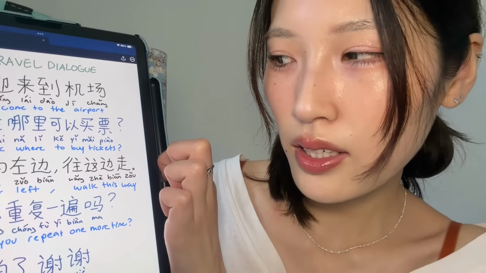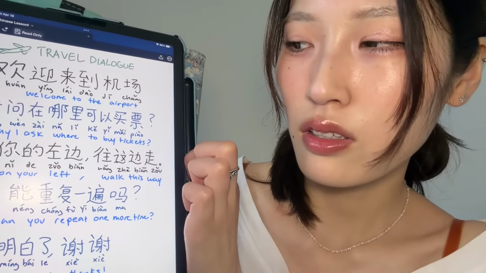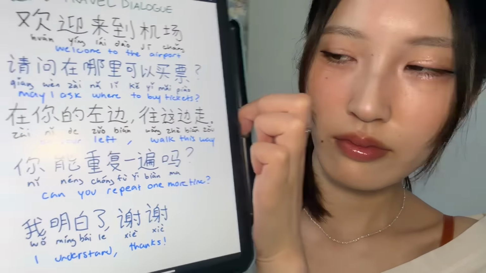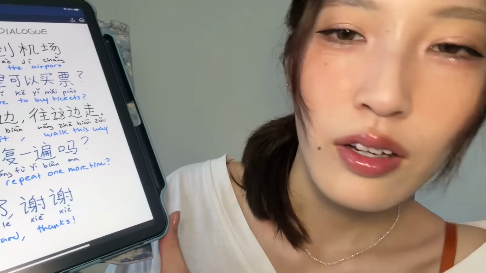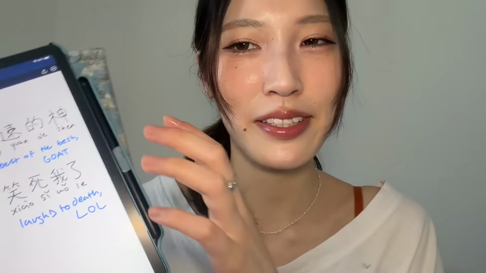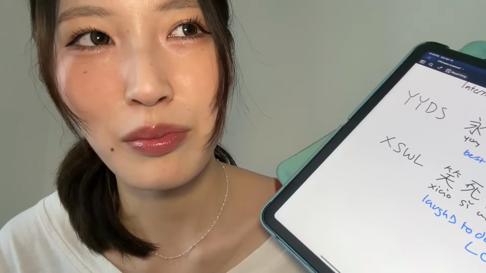请问在哪里可以买票？你能重复一遍吗？So just repeat this one more time for me. 我明白了，谢谢。Awesome.